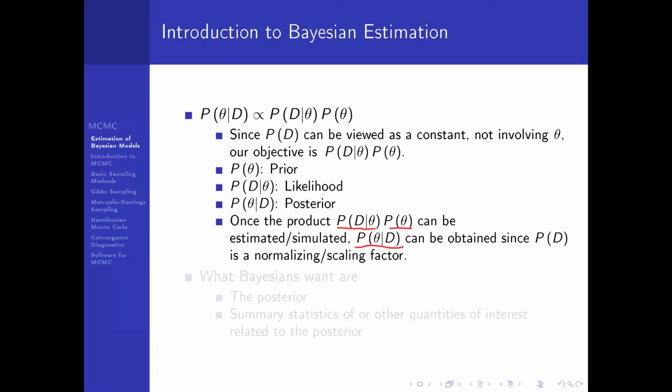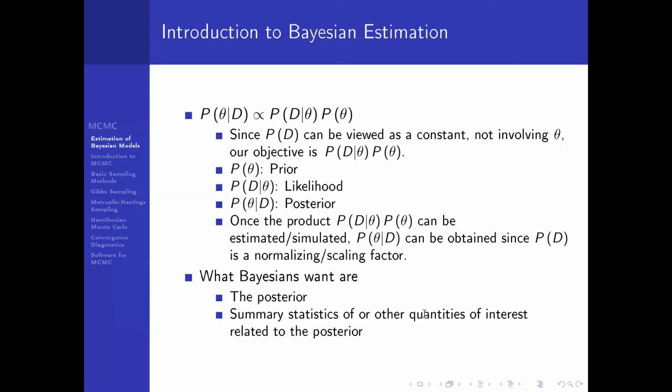Okay, so after the simulation, what do we get? Or what really do Bayesians want after we simulate the posterior? Well, of course, it's the posterior itself, right? And more importantly, summary statistics or other quantities of interest related to the posterior, like the mean of the posterior, the median of the posterior, the 2.5 percentile to 97.5 percentile, right? The standard deviation, etc. These describe the posterior distribution of the parameter.